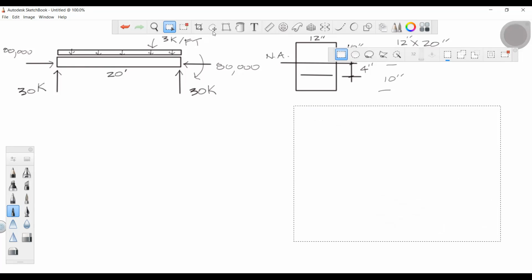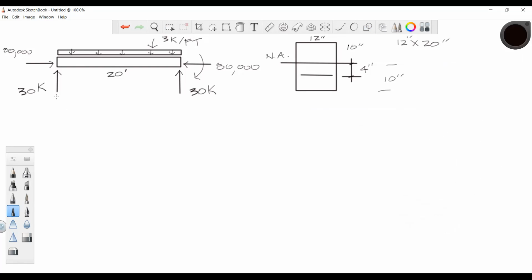So we need to do a shear moment diagram. Okay, so critical lines are developing where? One here, right? There's a critical line. Where's the other critical line? Right here, right? Any other critical lines?